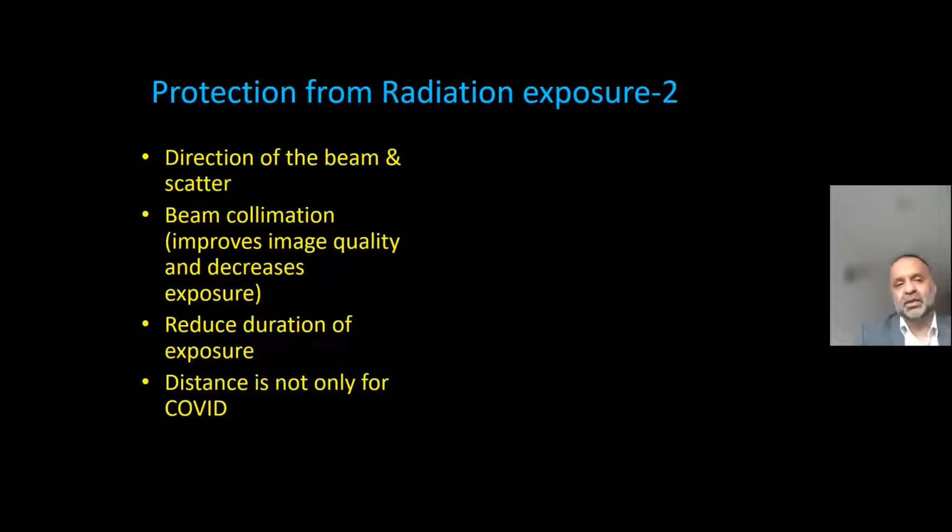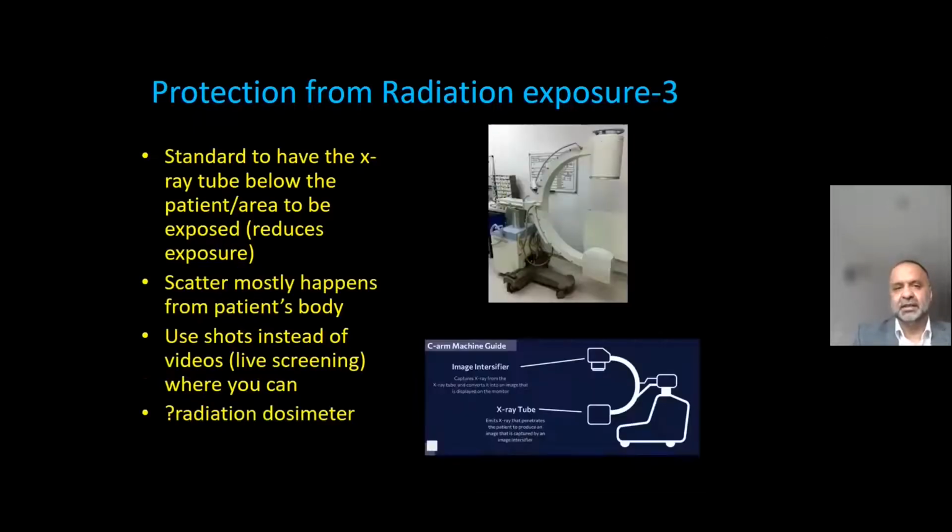Now, I am also going to talk a little bit about the direction of the beam and the scatter. Generally speaking, what you want to do is keep the machine... let me see if I can make a point. So you want to keep the X-ray tube on the underside of the table. Because then, as I was saying, the scatter of the beam happens mostly from the patient. The beam is coming up, and from the patient, it will scatter like that, which means it's only your lower part which will receive radiation, not your upper part, which obviously is more vital.